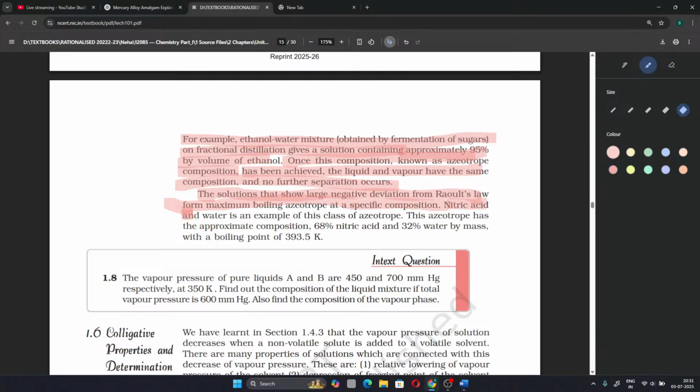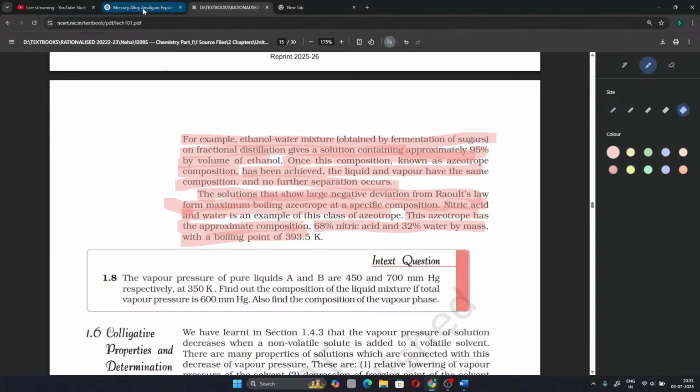Nitric acid and water is an example of this class of azeotrope. This azeotrope has an approximate composition of 68% nitric acid and 32% water by mass, with a boiling point of 393.5 Kelvin.